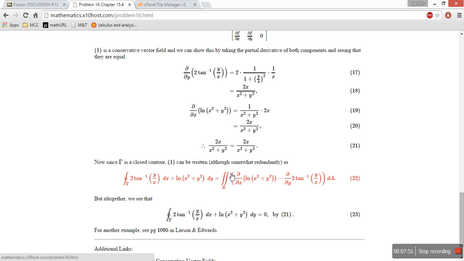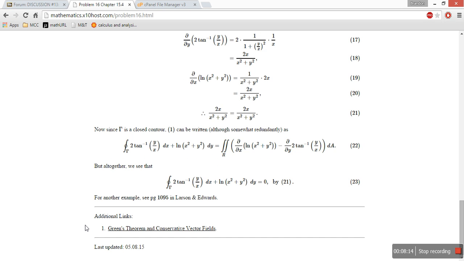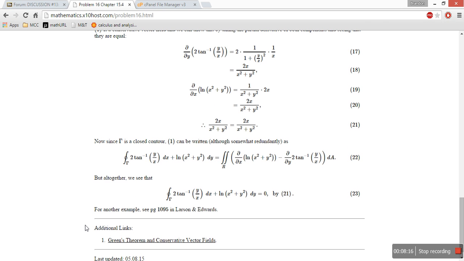So since it's a closed contour, we can write it as an OInt. In LaTeX, the command is \oint. Over our contour gamma, the boundary of our region R here for Green's theorem, of our integrand is going to equal 0. So, a really interesting problem, how it all worked out and just ended up equaling 0.